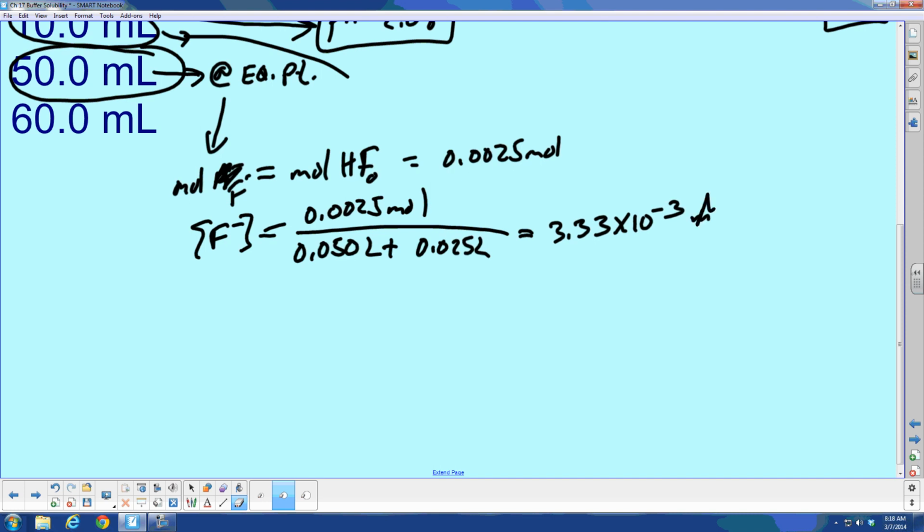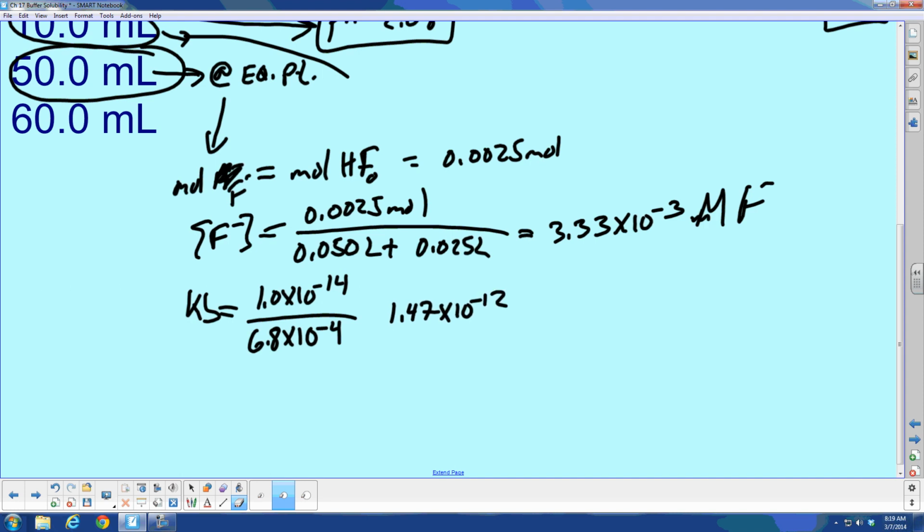That's molar F minus. Now the next thing I have to do is get my Kb, which is equal to 1.0 times 10 to the minus 14th divided by my Ka, 6.8 times 10 to the minus 4th, right? So 1 times 10 to the minus 14th divided by 6.8 times 10 to the minus 4th. Woo-wee! And I get 1.47 times 10 to the minus 12th. That's a tiny number. Let's make sure I did that right. 1 times 10 to the minus 14th divided by 6.8 times 10 to the minus 4th.